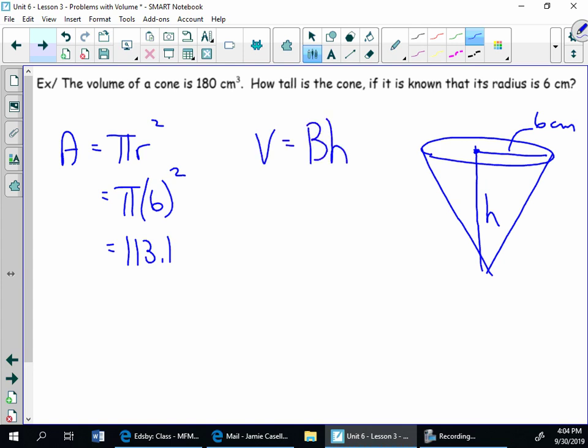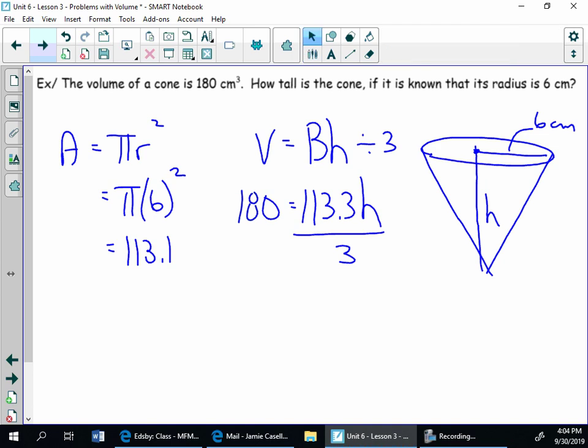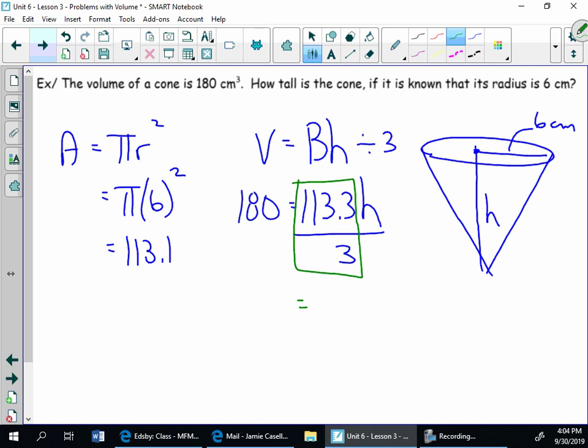Ooh, I got a point in this one, so I'm going to have to divide by 3. What do I know? I know my base is 113.3. I know there's an h. I know I have to divide by 3. I know the volume altogether is 180. So what do I have to do first? Because this one looks a little bit different. The first thing I'm going to do is my dividing. What is 113.3 divided by 3? That's 37.7. And there happens to be an h there.